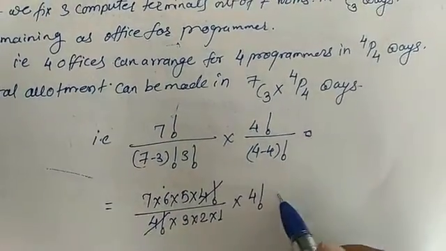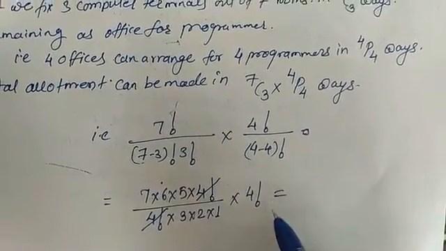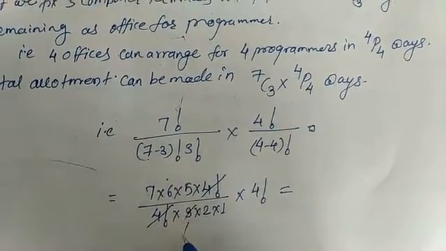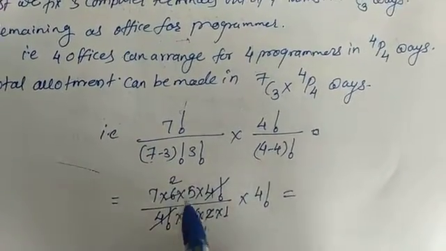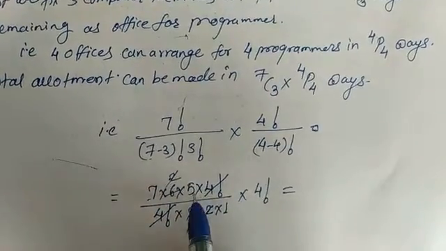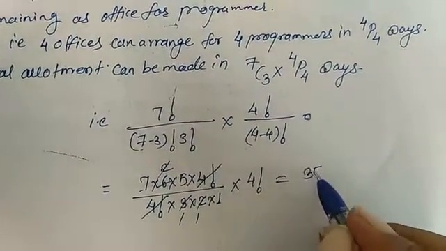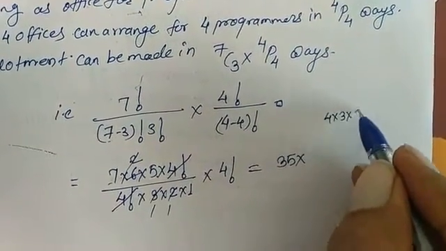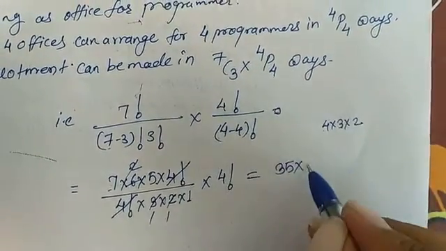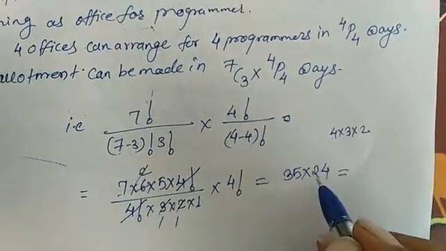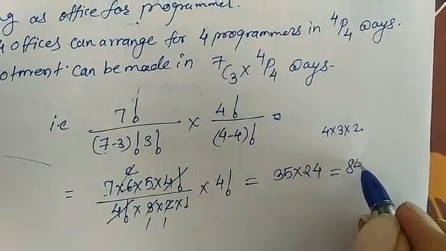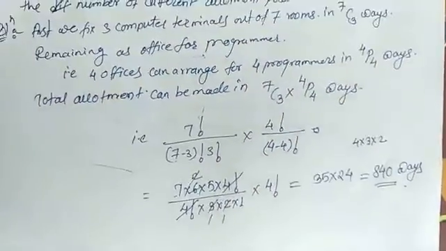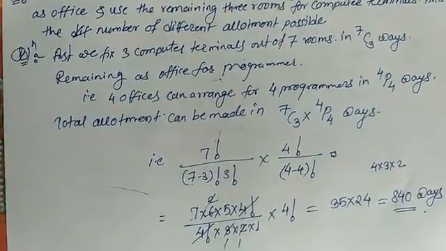So the total calculation gives us 4 factorial, where the 2s cancel, so 7 fives are 35 into the value of 4 factorial, which is 4 into 3 into 2, which is 4 threes are 12, into 24. After doing the total calculation, it gives 840 ways, which is our required solution.